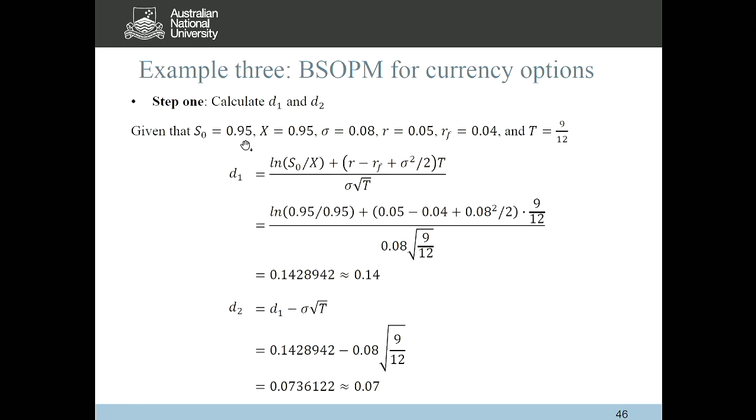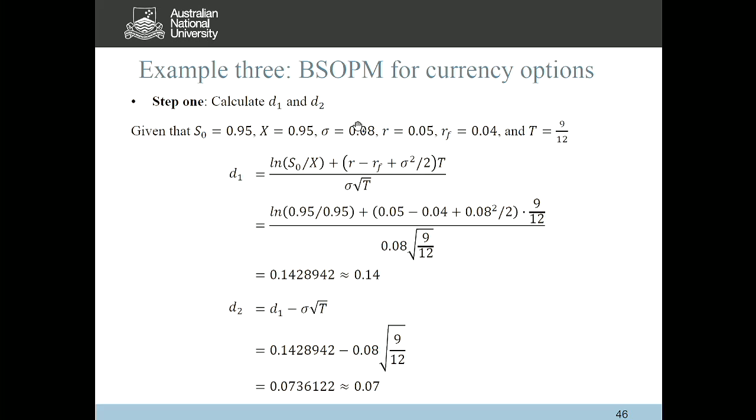So what we were told is the spot price is 95 cents US to buy 1 unit of Canadian dollar, and the strike price is also 95 cents, right? And what else we were told? We're told the risk-free rate in the United States, which is our domestic risk-free rate, is 5%. The risk-free rate in Canada is 4%, so that's your foreign risk-free rate, 4%.